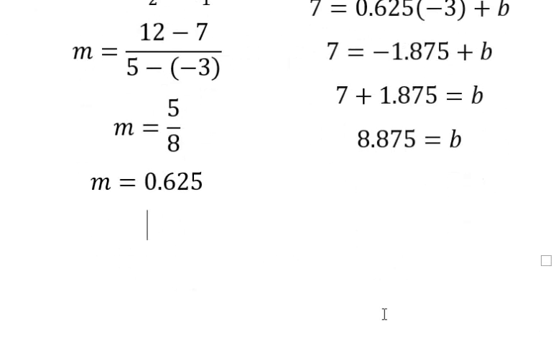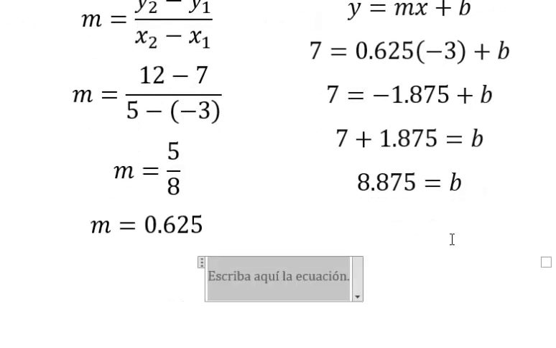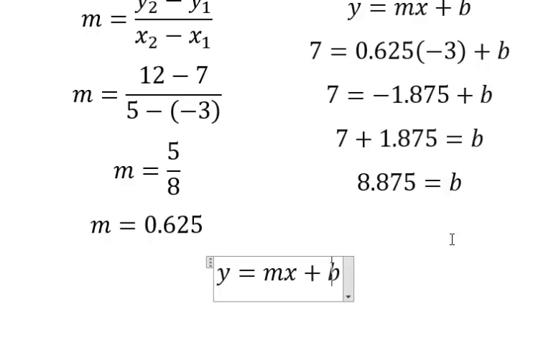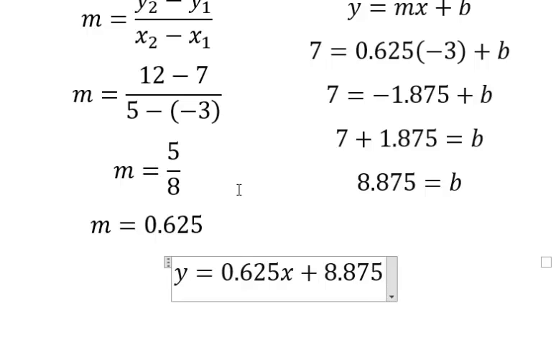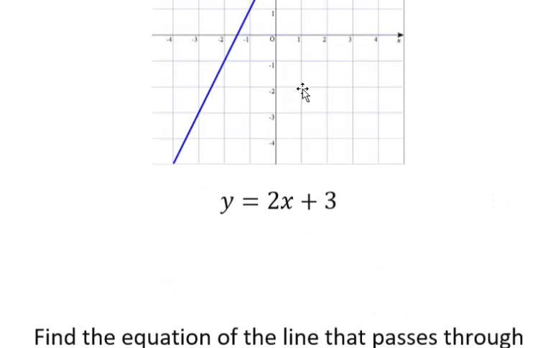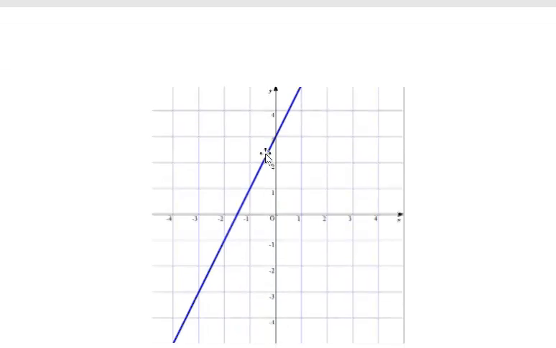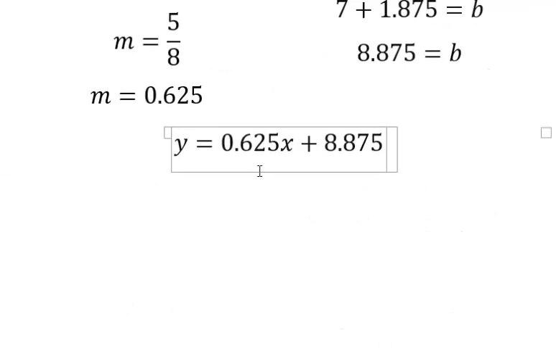All I have to do now is write the answer of the exercise. Remember that we're looking for the equation of a line, and the equation of a line is going to be y equals mx plus b. We need to write, instead of m, because I found it, 0.625, and instead of b, 8.875. And that will be the answer for this exercise. That's what we do when we don't have a drawing, and when we have a drawing, we just count the blocks or the squares, and then we see where it's going to cross. So that will be the process, the two processes that we're going to use to solve these exercises.